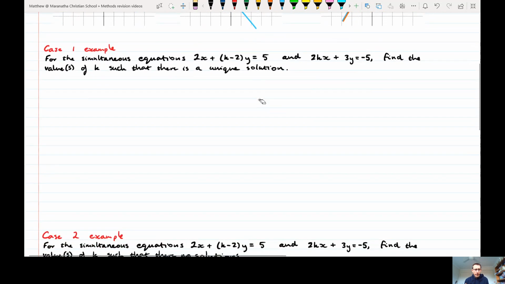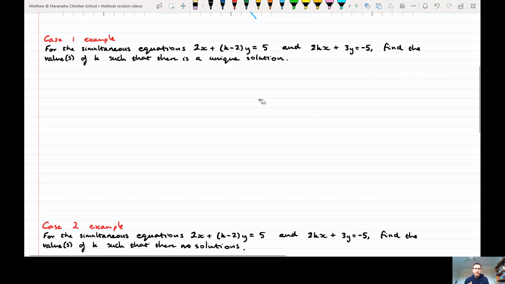So let's do a couple of questions you might see in exams in preparation for them. You've got your case 1 example, which is where you have the unique solution. So for these simultaneous equations, find the values of k, or values, they'll often be in brackets because sometimes it can be more than one, that there is a unique solution for. So let's have a look at this. We've already said for this case, the gradients must be different, must not be the same. Now there are multiple ways to do this.